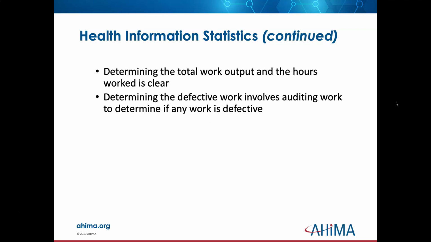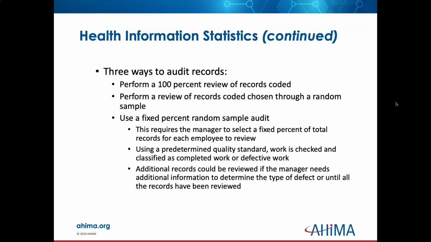Determining the total work output and the hours worked is clear, but determining the defective work involves auditing work to determine if any work is defective, meaning does it need to be done over, is it incorrect, those types of things. There are different ways to audit records.